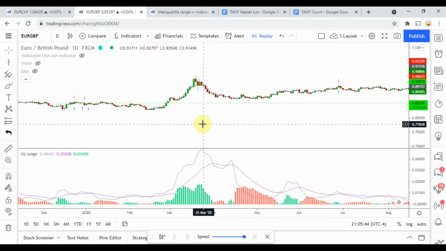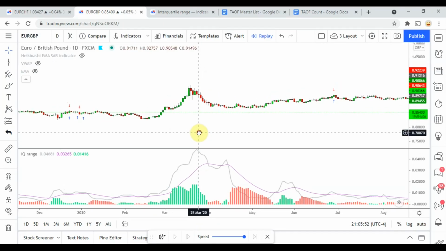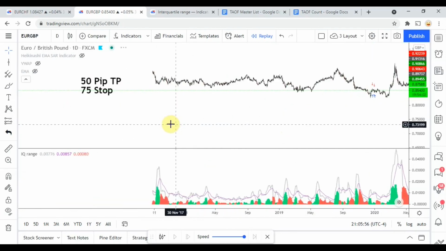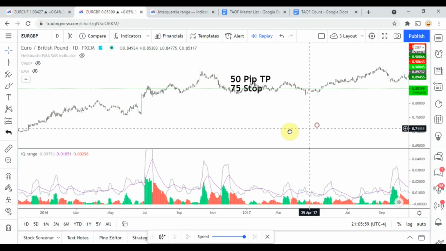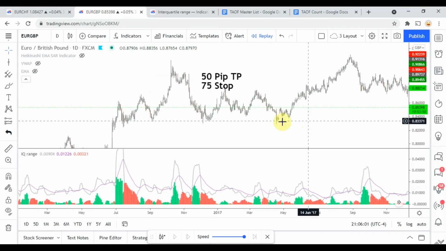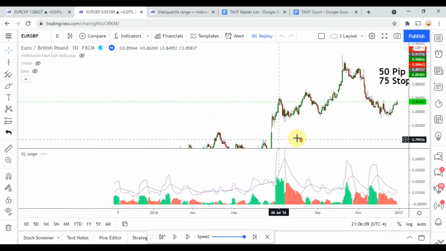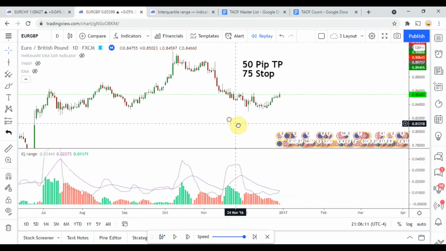Okay, so today's indicator is the interquartile range indicator. I believe I'm saying that right. We'll see. Anyway, you can see it here on the bottom of the screen. Let me get our replay set to the right spot here. Right there. Alright, so you can see it here on the bottom of the screen.